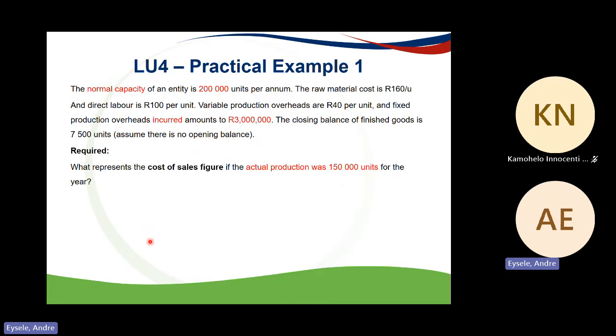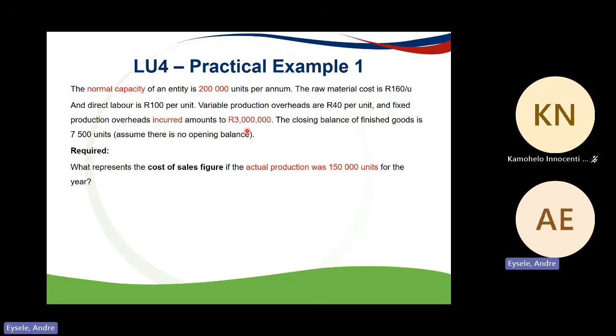There's an over recovery. This is a simple example that I'm going to take you through that explains exactly what we said, to calculate the cost of sales figure. Let's look at this. Normal capacity of an entity is 200,000. We've got raw materials at 160 Rand per unit. Direct labor is 100 Rand per unit. And variable production overheads are 40 Rand per unit. So 160 plus 100 plus 40 is immediately your 300 Rand per unit. Fixed production overheads incurred amount to 3 million. That is what you incurred.